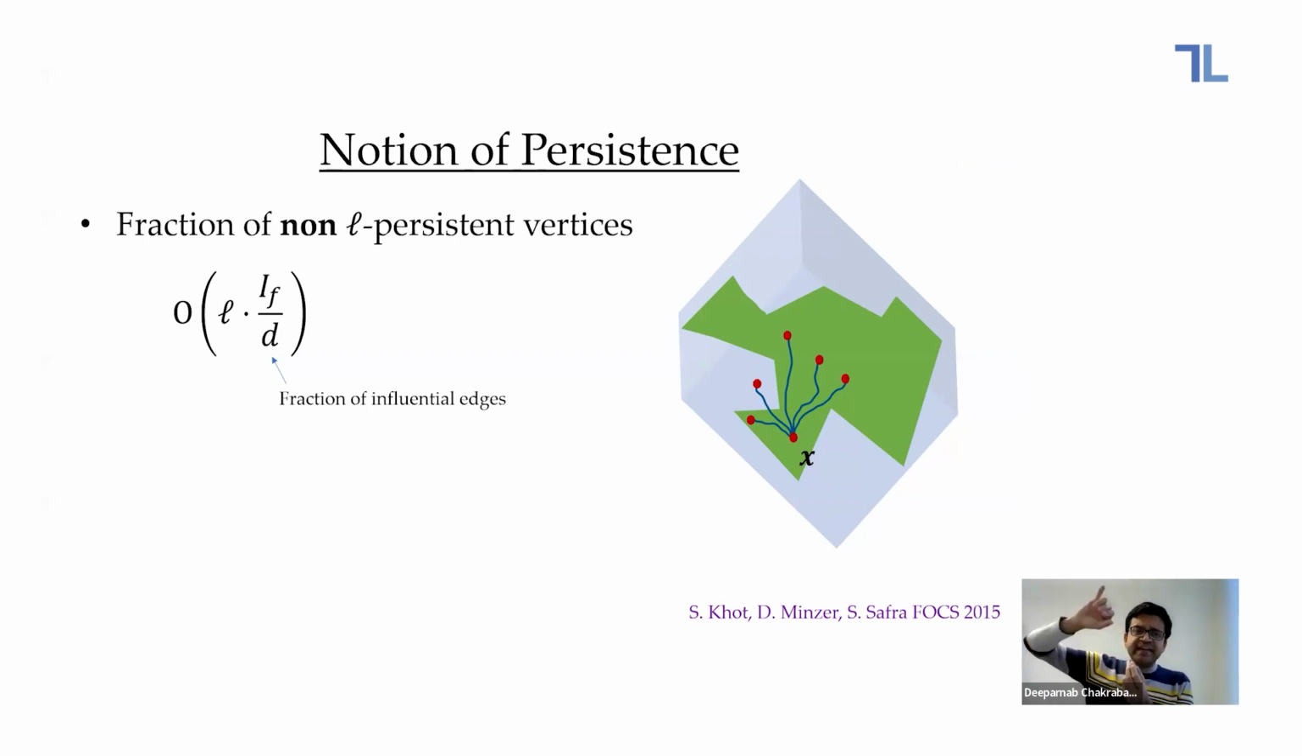The chance of each edge to be influential is roughly IF by D. So the chance of one of these edges to be influential is L times IF by D. So if every edge in this walk was uniformly at random, then indeed this is almost a kosher proof that every edge is with probability IF by D influential. So the chance that one of these is influential is, by union bound, at most L times IF by D.